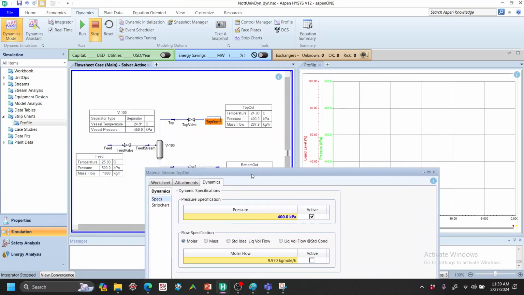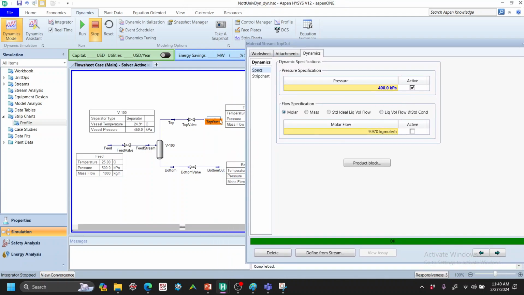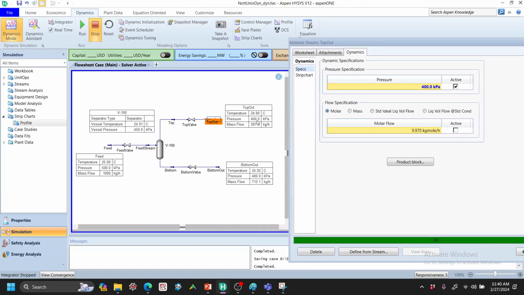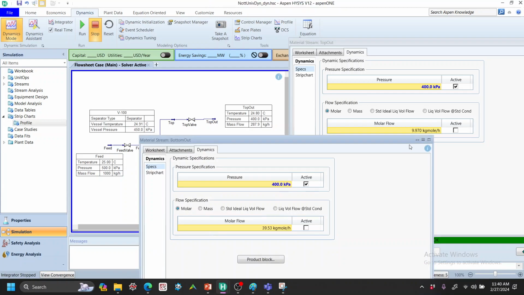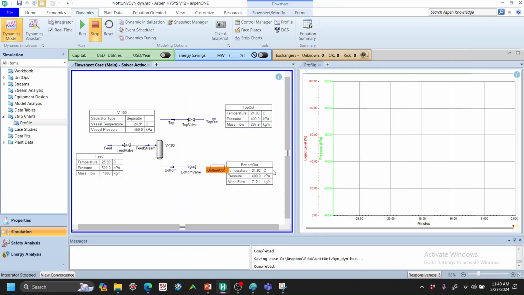Okay. Now, before we run it, because we switched it already to the dynamic mode, we can specify the outlet pressure on the outlet stream. We made it active, but now we can change it, because now the pressure is about 400 kPa. We keep it that way for the time being. This one as well, 400 kPa. Later on, we'll change it accordingly. We click run.